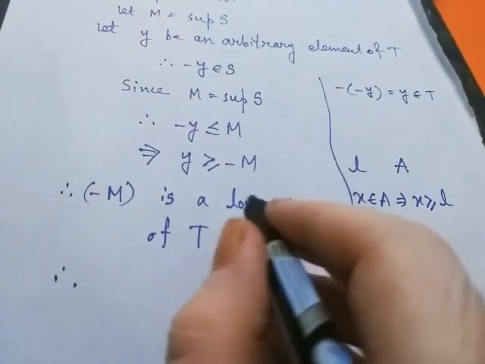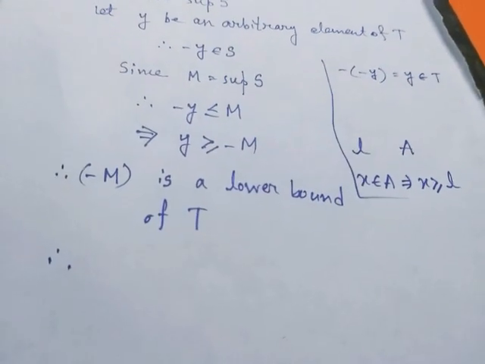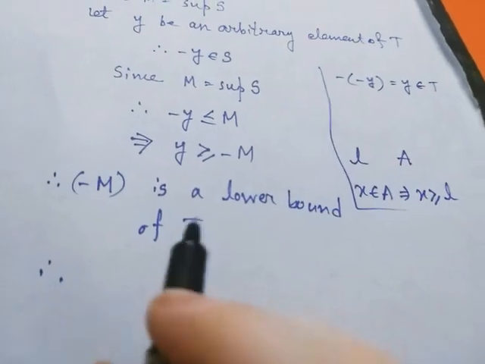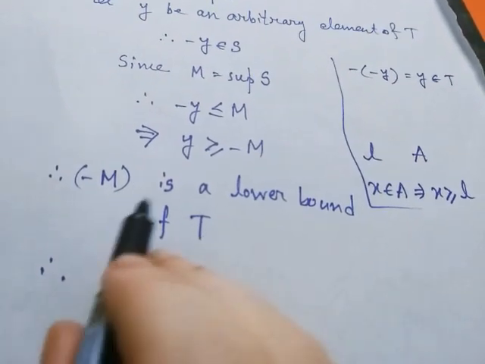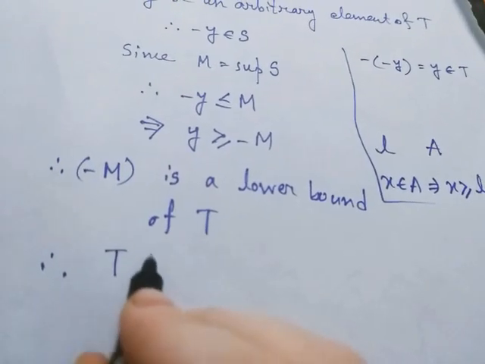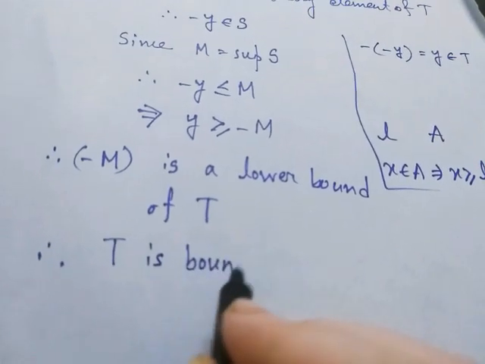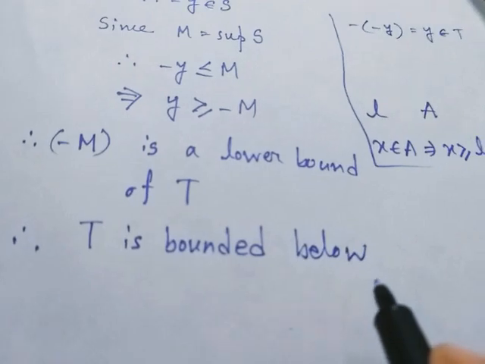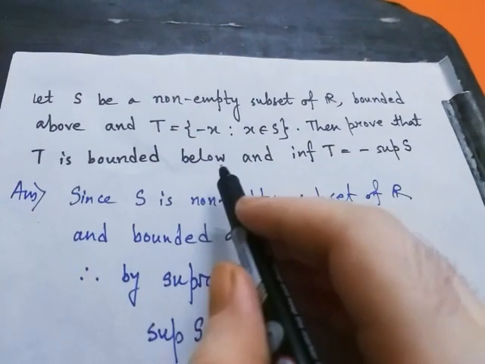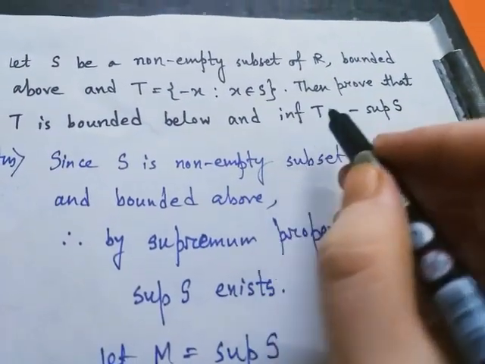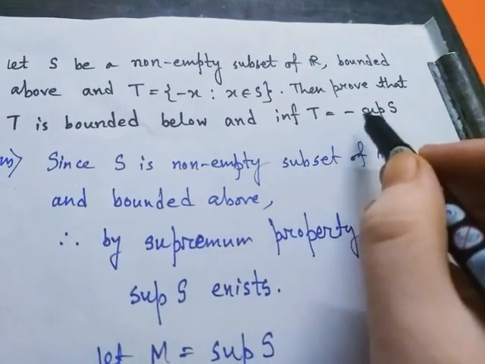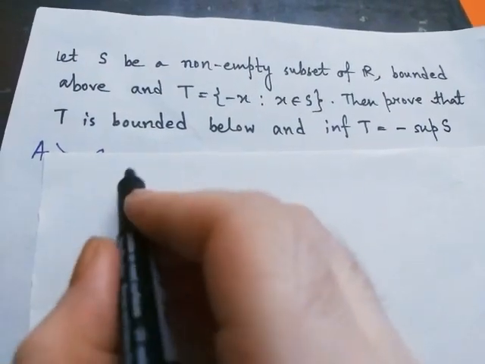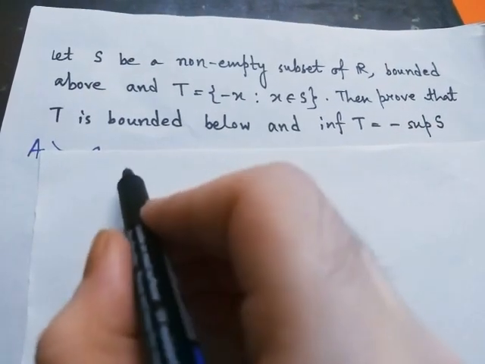Therefore, what is the definition of a bounded below set? A set is said to be bounded below if the set has a lower bound. Now T has a lower bound, therefore T is bounded below. So we proved T is bounded below. Next we have to prove that the infimum of T equals minus the supremum of S.